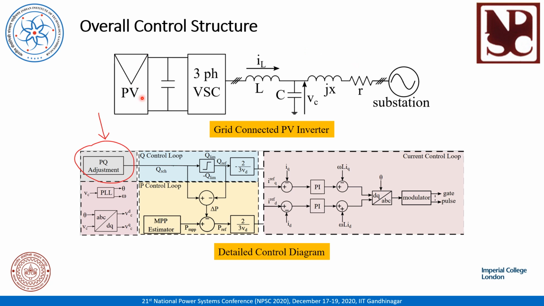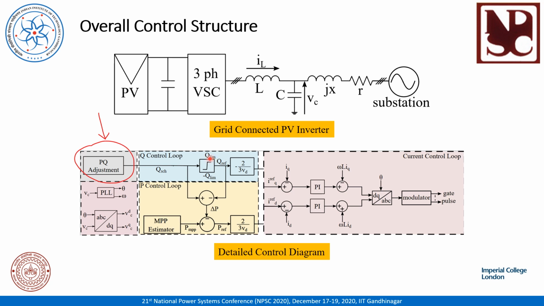A three-phase grid-connected PV inverter and its detailed control diagram are shown here. The PQ adjustment block here contains the proposed algorithm. It generates the Q schedule for the PV inverter. This Q scheduled value is passed through a saturator block whose values are limited to plus minus Q lim to generate the reference Q for the PV inverter.